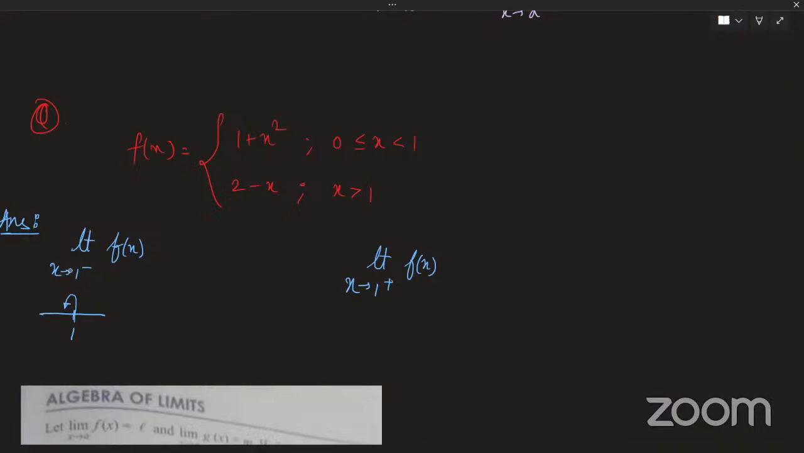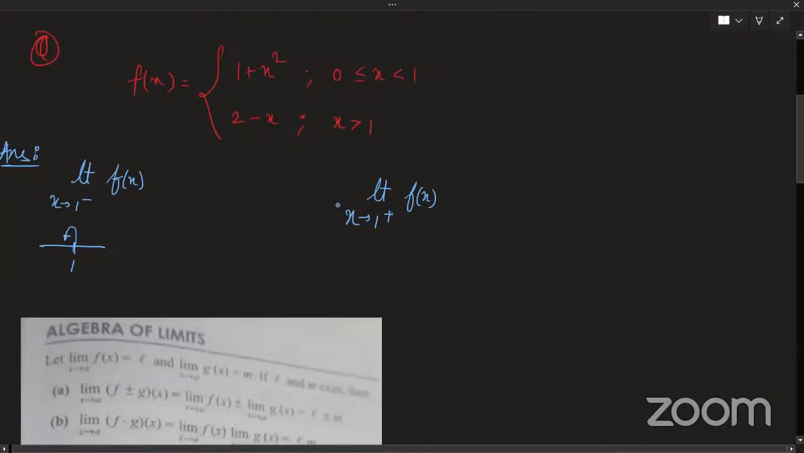So why should it be 2 minus x? It should be 1 plus x square, right? Yes, sir, because it is lesser than 1. So its value will be equal to 2, right? And what about the other one? It is 1 plus.